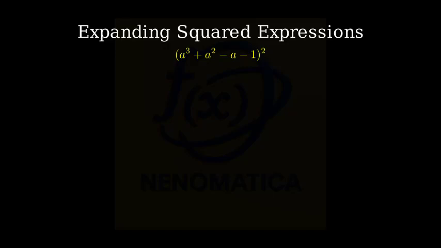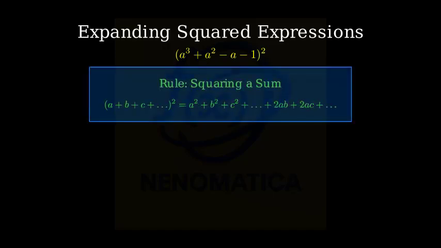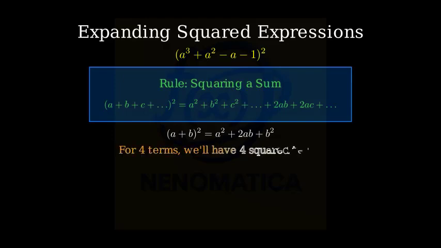Before we start the actual expansion, let's recall the general formula for squaring a sum of terms. When we have the square of a sum, it equals the sum of the squares of each term plus twice the product of each pair of terms. For example, with 2 terms, we have the famous formula (a + b) squared equals a squared plus 2 times a times b plus b squared. But for our problem with 4 terms, we'll need to square each term and add twice the product of every possible pair of terms. This will give us a lot more cross-product terms.